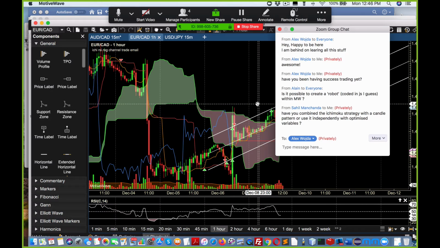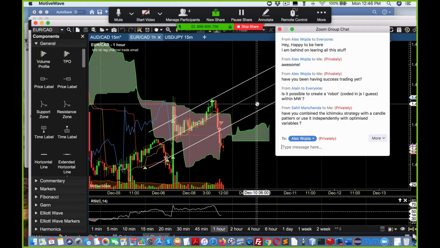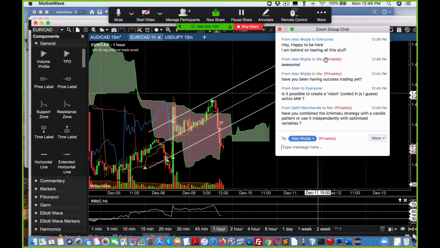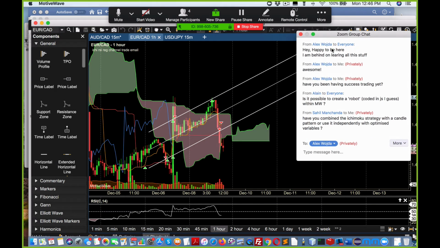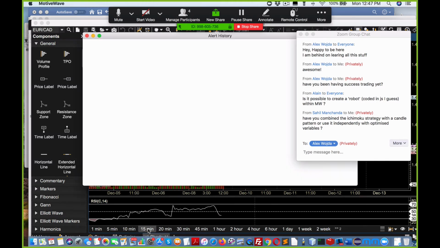Have you combined Ichimoku with a candle pattern, or use it independent with optimized variables? This is exactly what you're looking at. So I have the Ichimoku running in parallel with RSI and the regression channel. The problem for you, Sahil, is I can't remember what chart it was, but if I was to show you one of the charts, let me see if I can do.